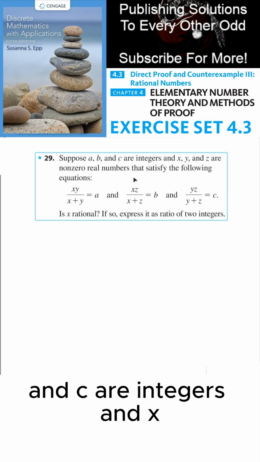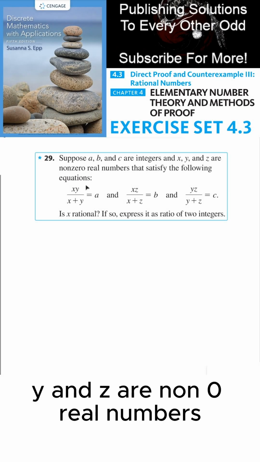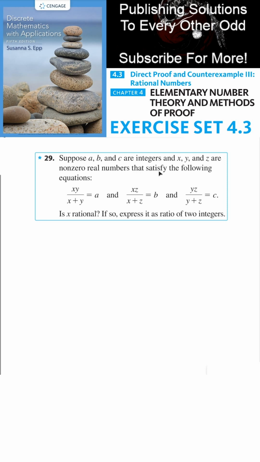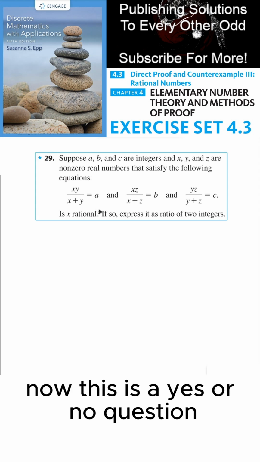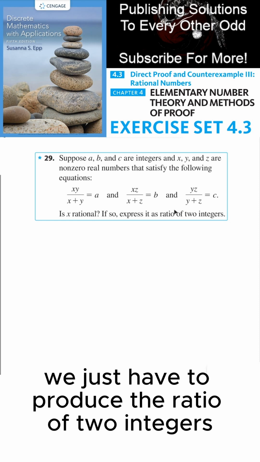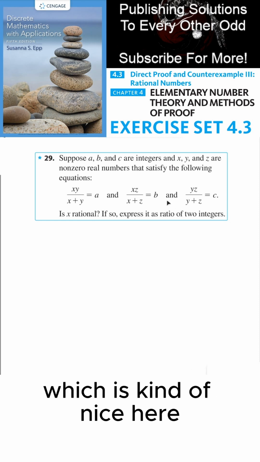Suppose a, b, and c are integers and x, y, and z are non-zero real numbers that satisfy the following equations. Is x rational? If so, express it as a ratio of two integers. Now this is a yes or no question, and if the answer is yes, we just have to produce the ratio of two integers. So we don't have to prove anything, which is kind of nice here.